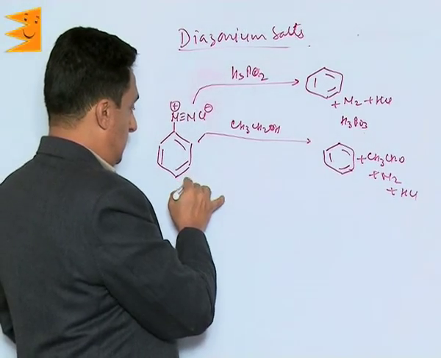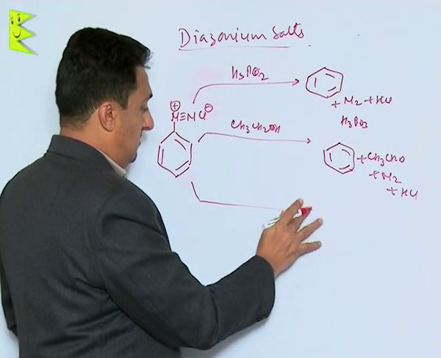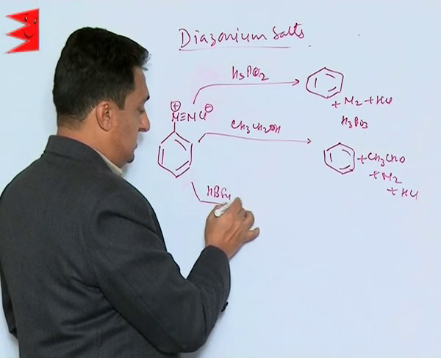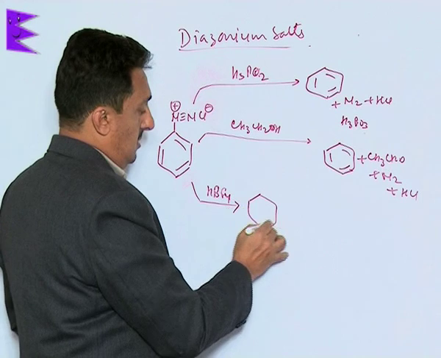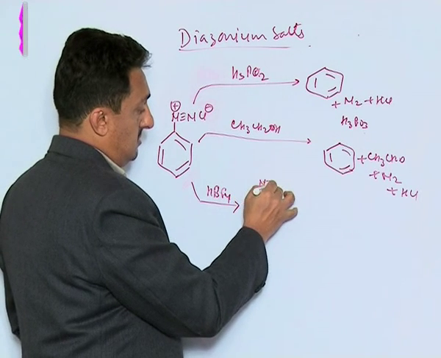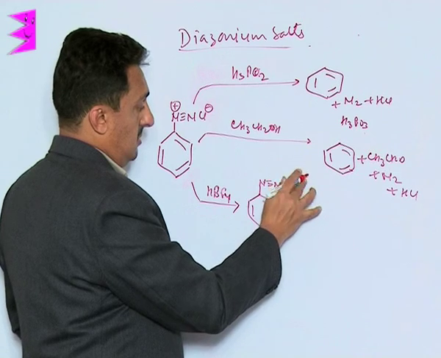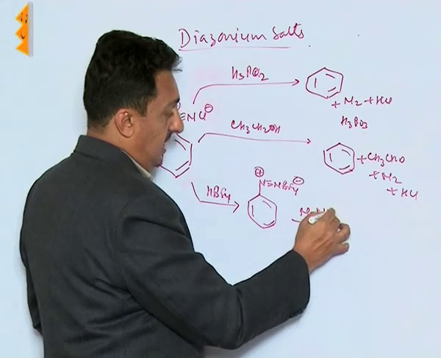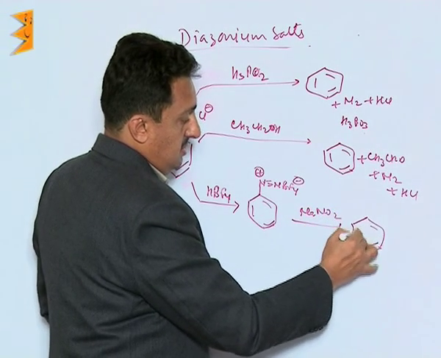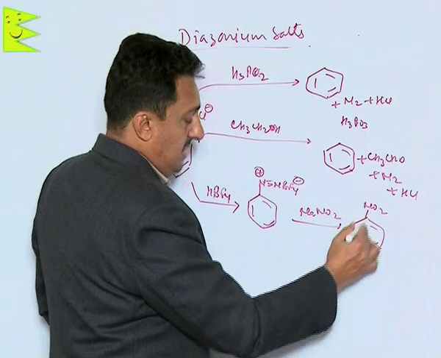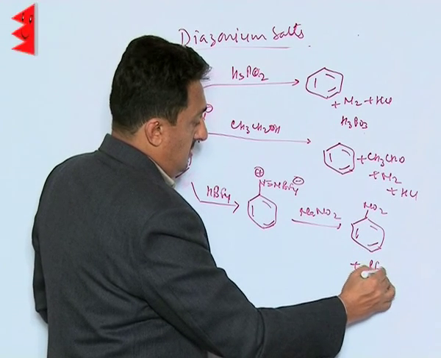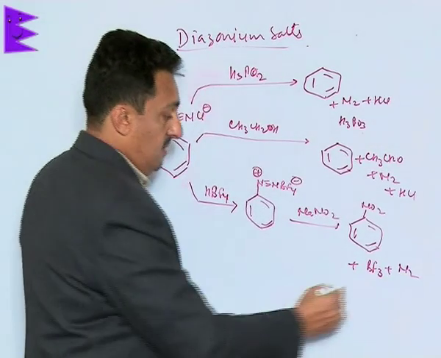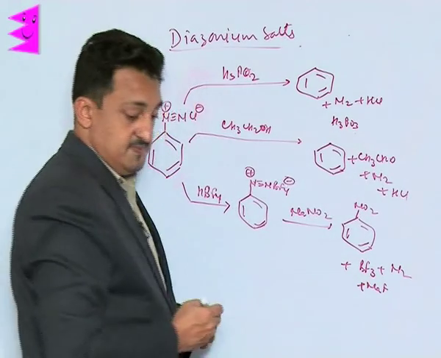We can react this with fluoroboric acid to get this salt, which on reaction with NaNO2 gives us nitrobenzene plus BF3 plus N2. We also get NaF in this case.